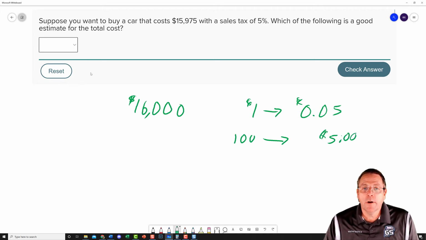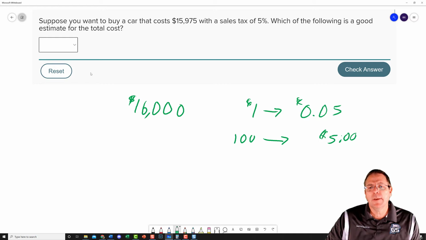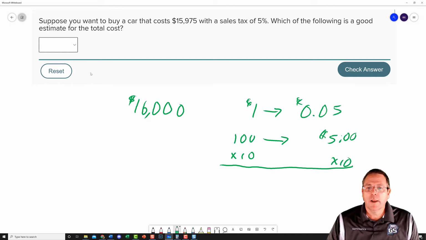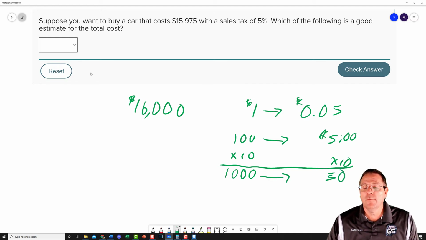And we're not paying $100, we're paying $16,000. So what do I have to multiply by now? Well, let's just start off with 1,000. I think that'd be easy. To get from 100 to 1,000, I'm going to multiply by 10. Of course, that's going to give me both sides. So now I'll have $1,000, and for every $1,000, how much taxes do I have? 50. But I don't want 1,000, I want 16,000. So now I'm going to take my 1,000, I'm going to multiply it times 16. I'm going to multiply this times 16 as well.